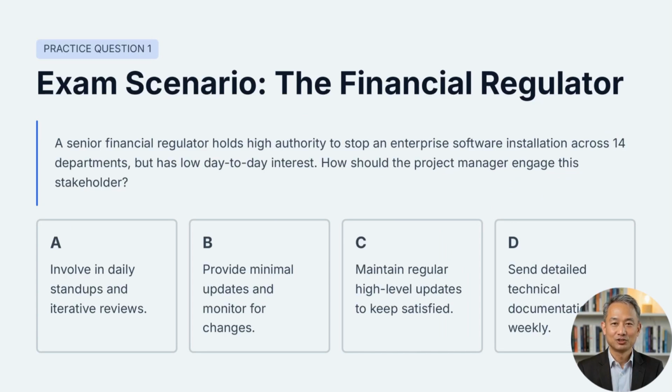A senior financial regulator has enough authority to stop an enterprise software installation across 14 departments. However, this regulator has very little day-to-day interest in project activities. Which engagement strategy should the project manager use? Should the stakeholder be managed closely, monitored, kept satisfied, or provided with detailed weekly technical reports? Pause for a moment and decide which option best fits their power and interest profile.